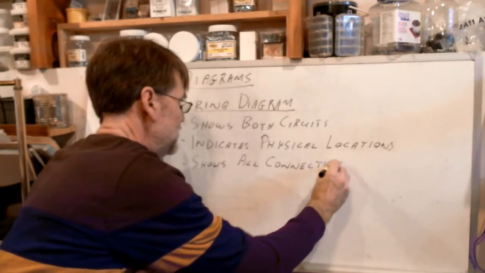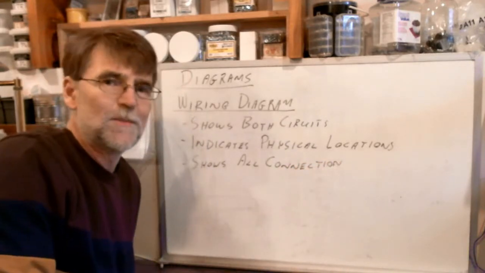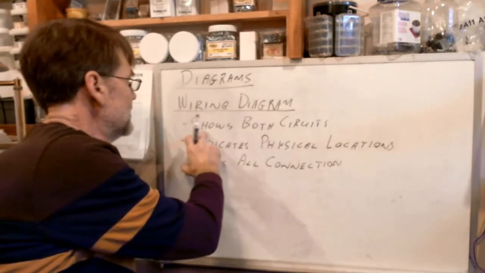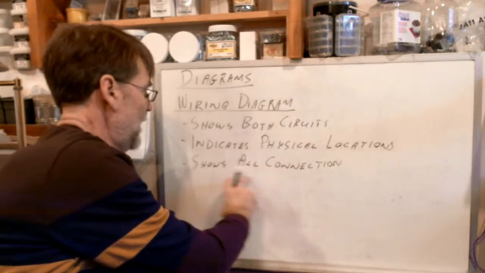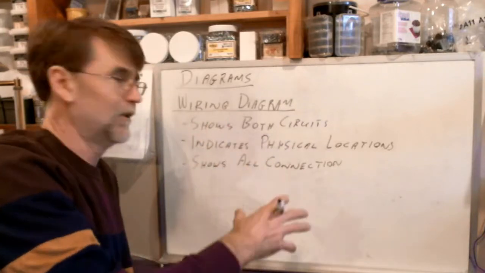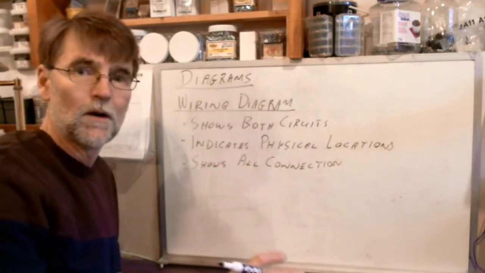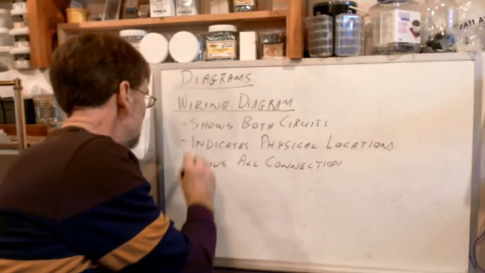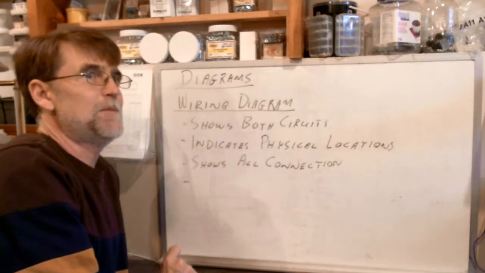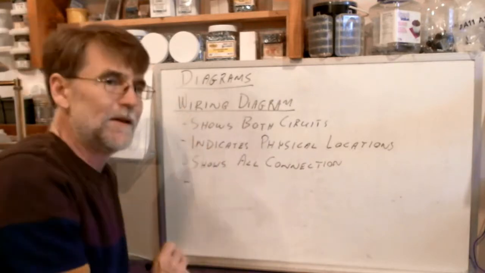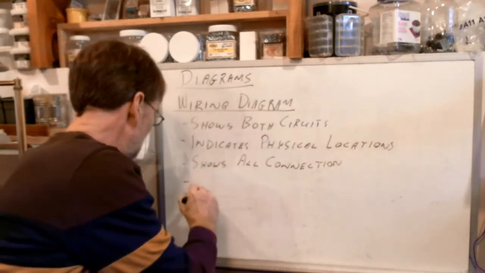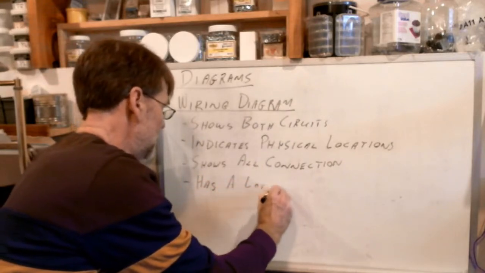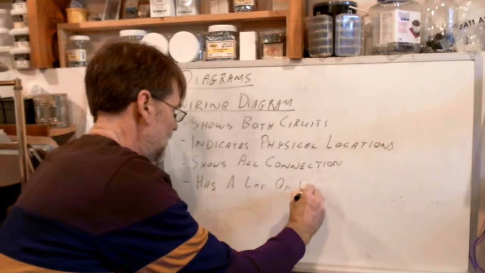That may seem strange. You would think all the diagrams would show all the connections, but that's not really true, particularly in the sense that this diagram shows both circuits and all the connections for both circuits. Some diagrams will completely choose to ignore one circuit or the other. So this is a true statement. It's also probably one of the greatest weaknesses of the wiring diagram. The fact that it has a lot of detail.